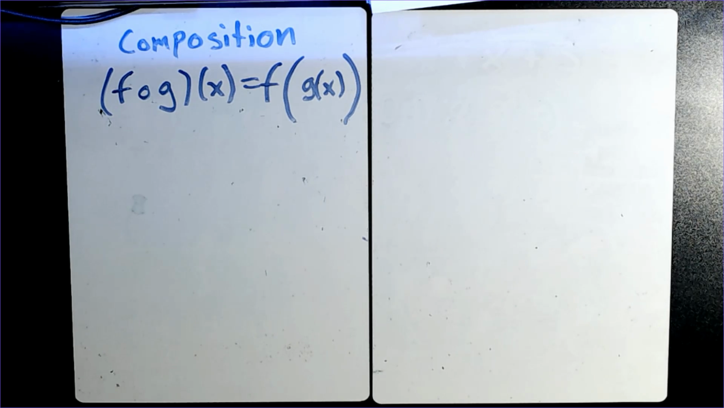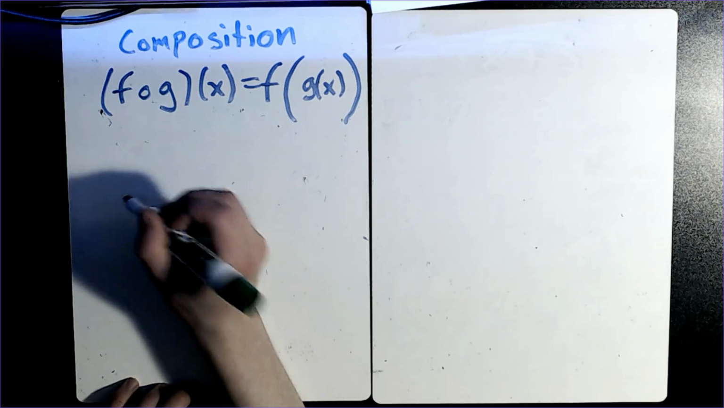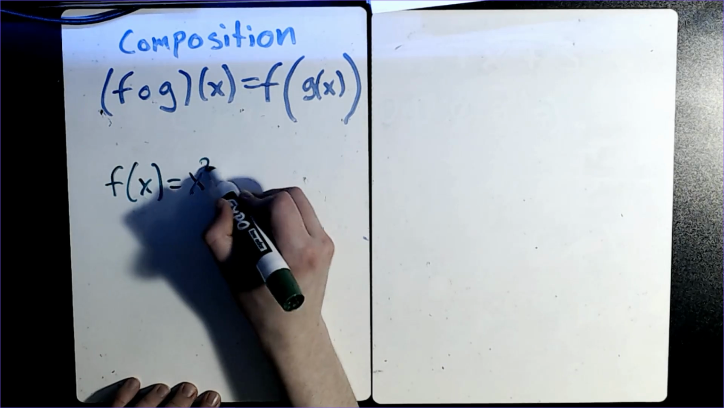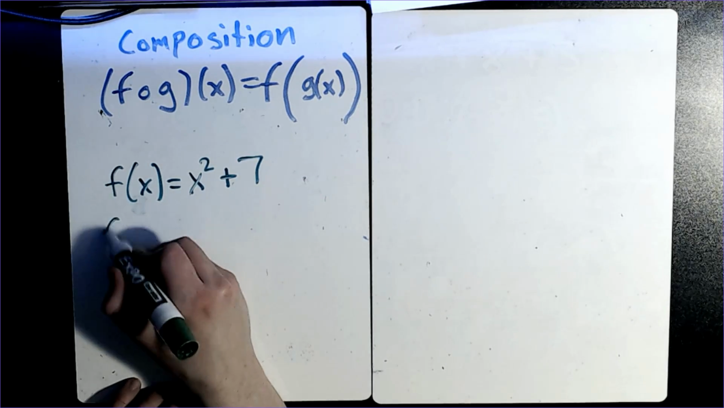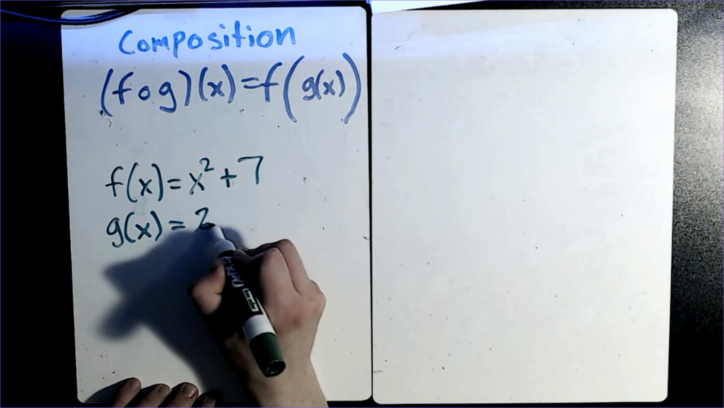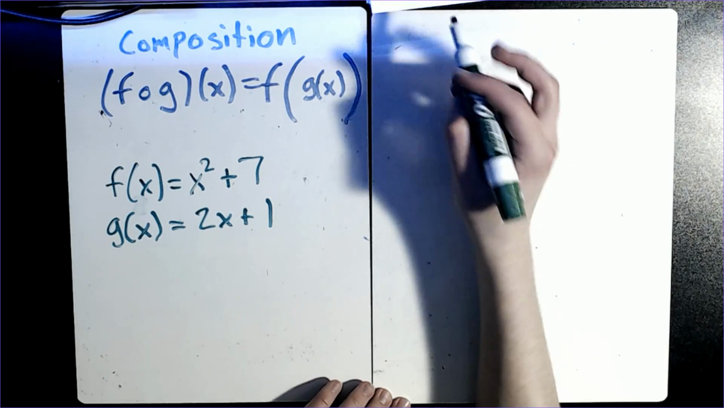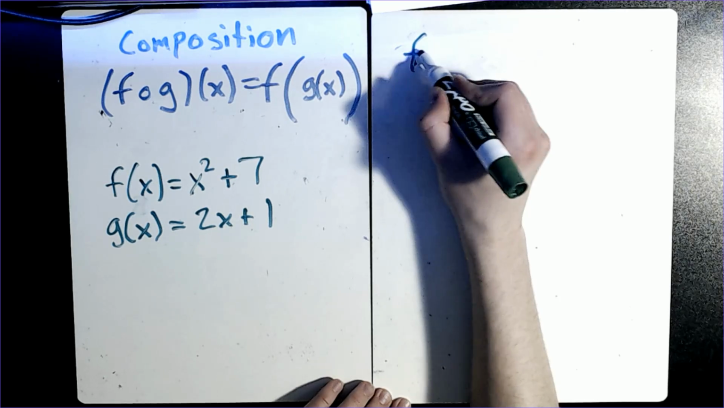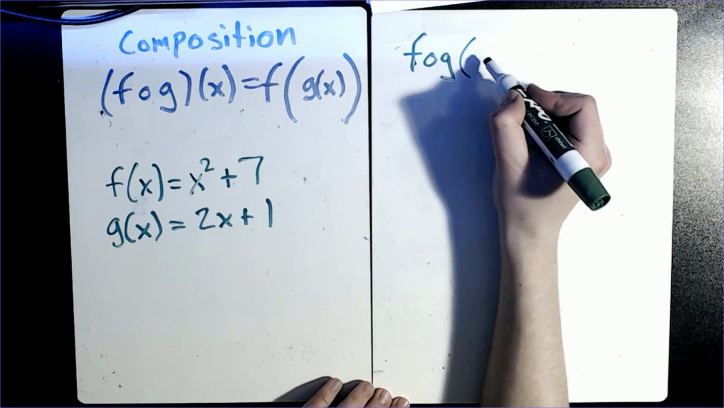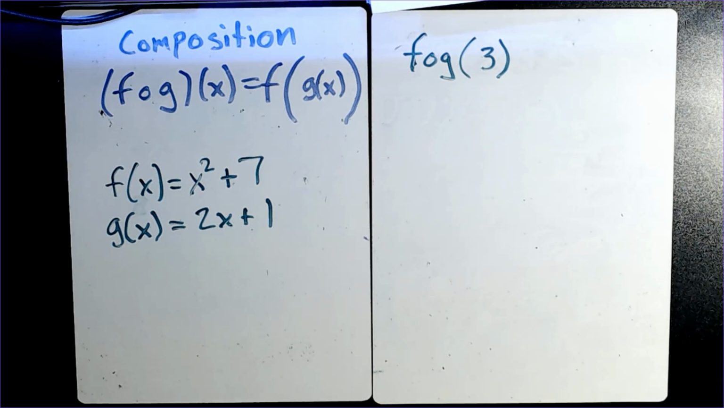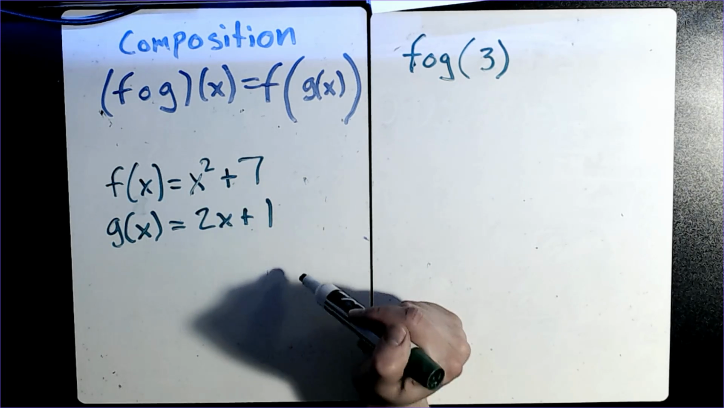So I'm just going to make up an example here real fast. Let's say that I've got two functions. I've got f of x is x squared plus 7, and g of x is 2x plus 1. Just made up two functions. And then let's say that I want to find f composed with g of 3. So we want to find f composed with g at 3. These are the two functions that we're starting with here.